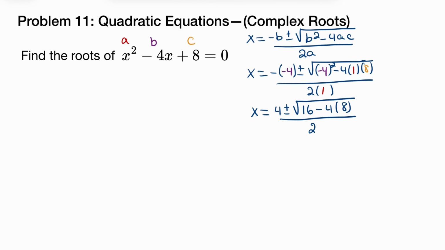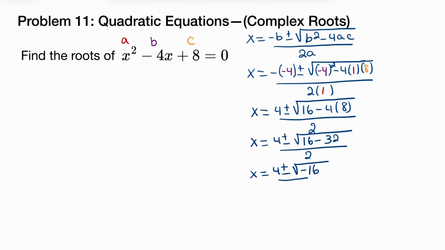Then we have to bring this down further to keep simplifying. X equals 4, plus or minus, we have the square root of 16 minus 4 times 8 is 32, and that is over 2. We have x equals 4 plus or minus the square root of 16 minus 32 is -16, and that's over 2.